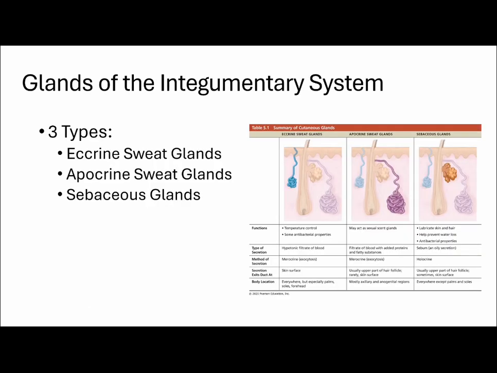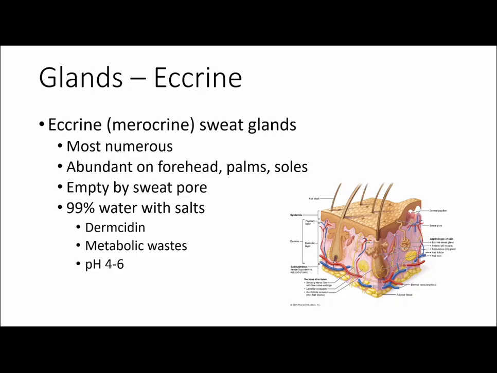Let's start things off with the glands of the integumentary system. We have 3 types of glands that you'll find in this system: eccrine sweat glands, apocrine sweat glands, and sebaceous glands. Table 5.1 from your text is a really good reference if you want to go back and compare and contrast the similarities and differences between the 3 types of glands. Starting off with the eccrine glands.